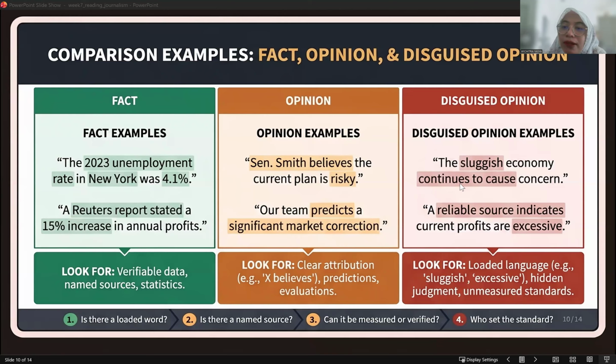The sluggish economy continues to cause concern. Sluggish here is a loaded word. So according to who? How can you say that this is sluggish? Or a reliable source indicates current profits are excessive. Excessive is also a loaded word. And a reliable source, who is the reliable source? It's not named. So this is a disguised opinion.